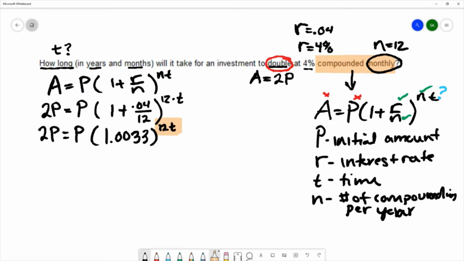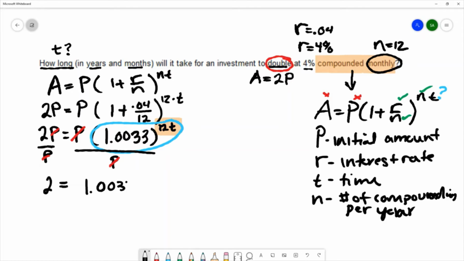And to solve this exponential equation, I first need to isolate the exponential. So our variable we're trying to solve for is t, and it's attached to this base of 1.0033. And I need that isolated on one side of the equation. To isolate it, I would divide both sides by P. That cancels out the P's on the left and on the right, leaving me with 2 equals 1.0033 to the 12t.